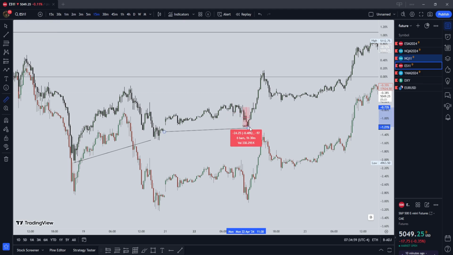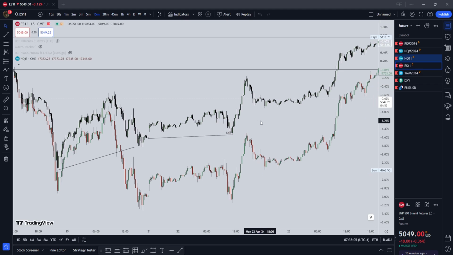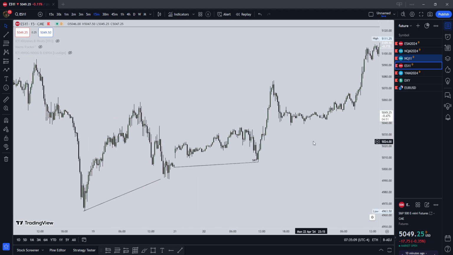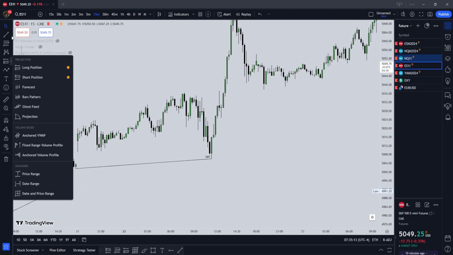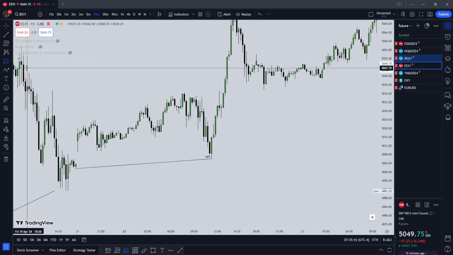So before NQ moved down to this low, SMT was there as well. So SMT is a really, really good thing to have in your trading. I don't think there's any reason for you not to look at SMT.